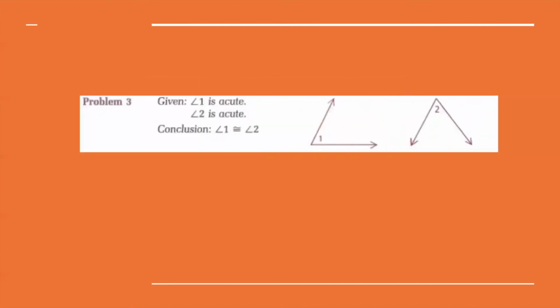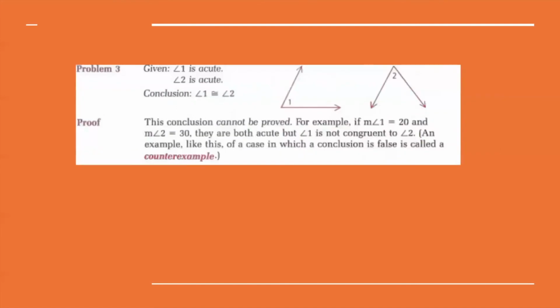We're given that angle 1 and angle 2 are acute. The conclusion is that they are congruent. Our paragraph proof states that this conclusion cannot be proved. For example, if angle 1 is equal to 20 and angle 2 is equal to 30, they are both acute, but they are not congruent to each other. An example of this is called a counterexample.